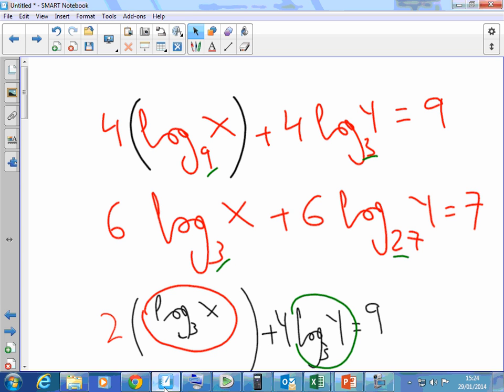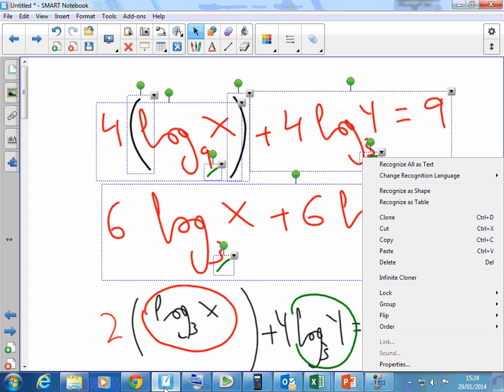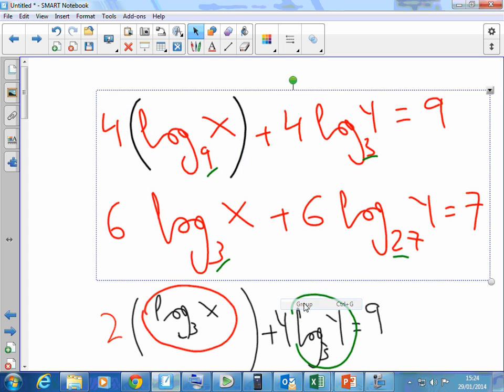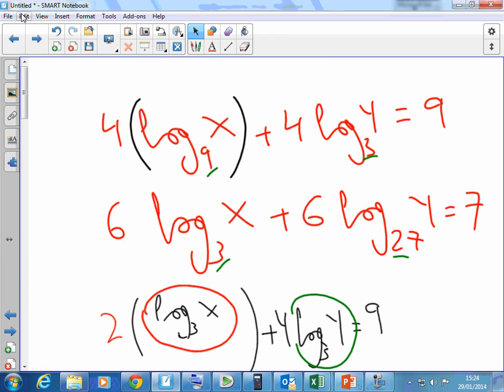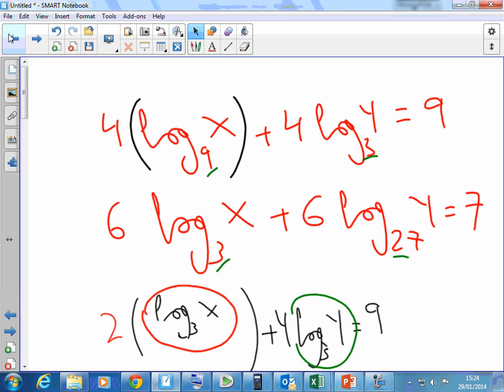Okay, so we're going to look at this question. And the key to this one is to change the bases so that they're all the same. So I've underlined in green all the bases that are the same.